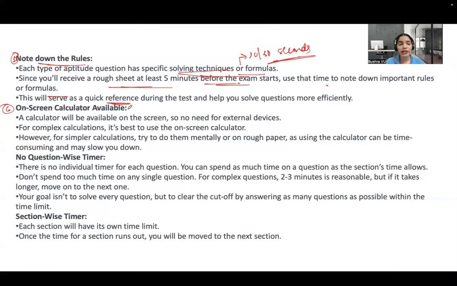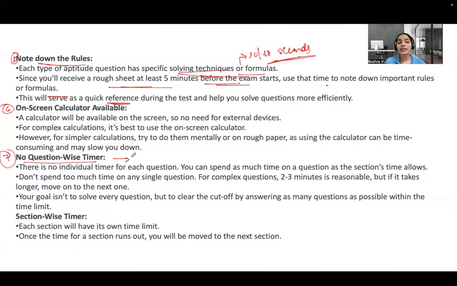You have no negative marking, please make use of it. Answer all the questions. You are given a number of rough papers. Please try to take any number of them. Don't hesitate. You are given an on-screen calculator. Please make use of it. Try to save your time. Whatever plus points that you have, please note them down, and try to make complete use of everything you're given.